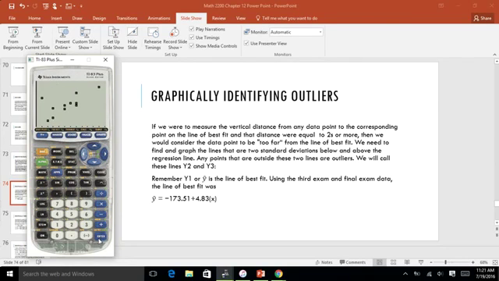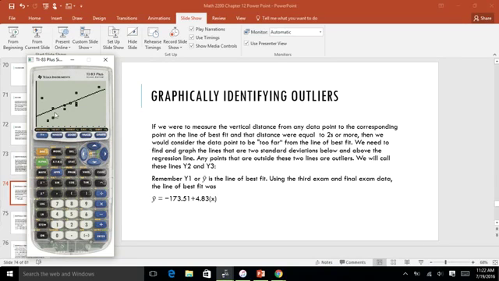Then I go to ZoomStat, and there's my scatter plot, all my variables. Now I want to put in my line of best fit. So what I'm going to do is enter negative 173.51, oops. For some reason it keeps thinking it's log in my calculator. Okay, negative 173.51 plus 4.83x. Then I hit Zoom 9, and look what it did. That is my line of best fit.